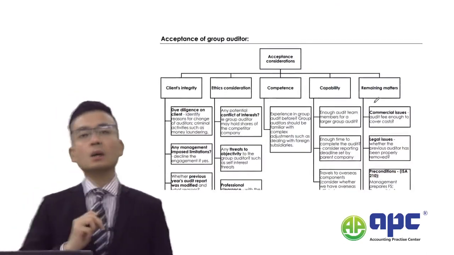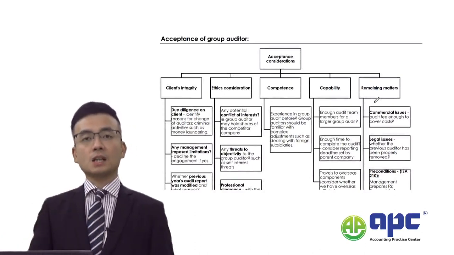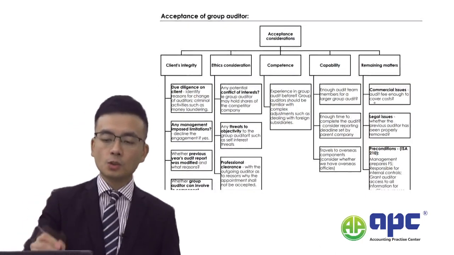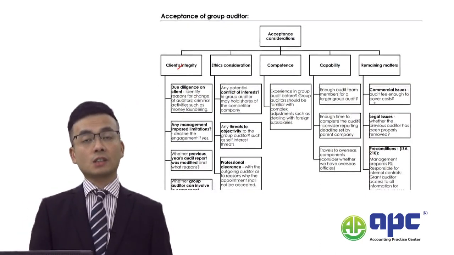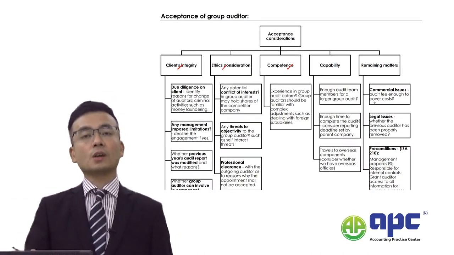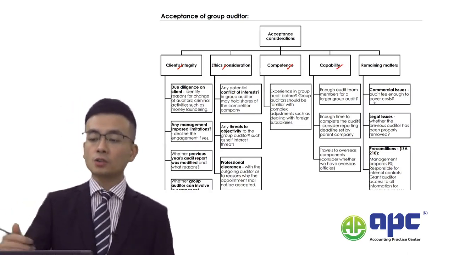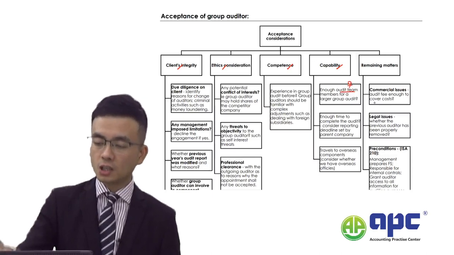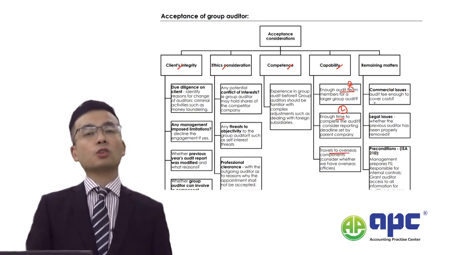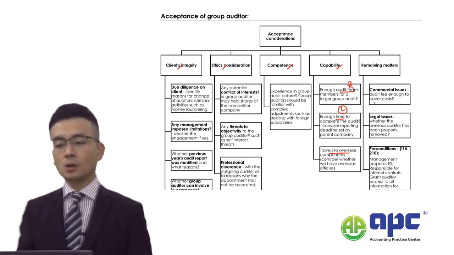Now, the second area in ISA 600 will be the acceptance as group auditor. What are the factors that you need to consider? First of all, you need to consider whether or not the client's integrity is an issue. And then considering the ethics, considering whether or not you are competent and capable of doing the work, in other words, whether or not you've got enough team members, enough time, and whether or not you're able to travel overseas, that you have the passport and visa, and so on.